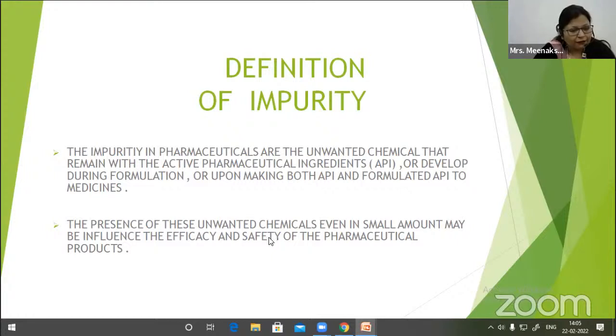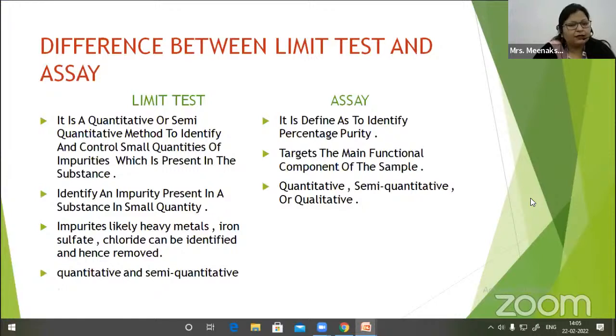To have efficacy and safety of the pharmaceutical products, we do not want unwanted chemicals in the formulations or in the API. So the necessity is to remove these impurities from the pharmaceutical substance. That is how we carry out the limit test. Limit test is basically identifying the impurities first and then removing them. So limit tests are semi-quantitative methods.